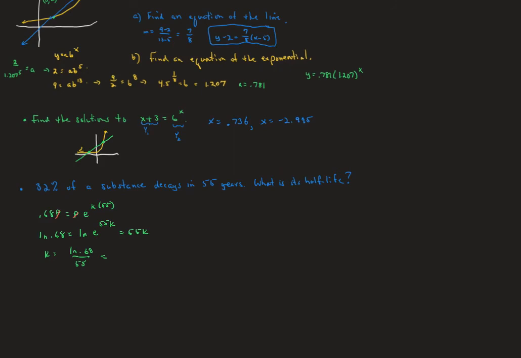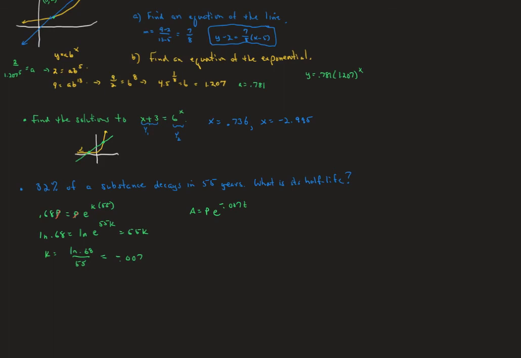So when we do that, the natural log of 0.68 divided by 55. Let me try that over again. It's the natural log of 0.68 divided by 55. And that's like a negative 0.007, and then it goes on and on. I'll just call it that for now. Now we're coming back to our equation. We still don't know what we started with, but now we know what the k is, the negative 0.007t.